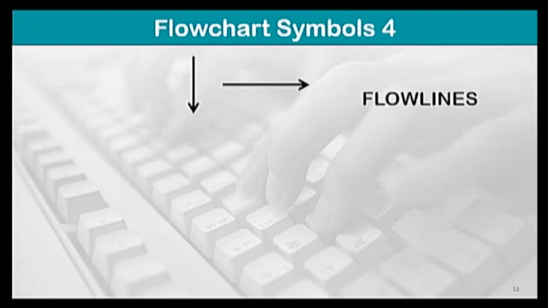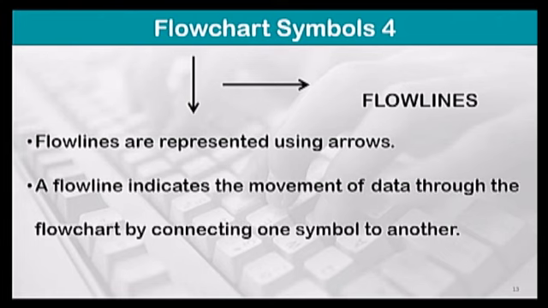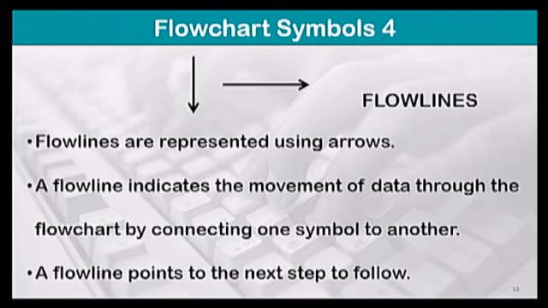Arrows. Arrows represent flow lines in a flowchart. A flow line indicates the movement of data through the flowchart by connecting one symbol to another. It also indicates the next step to follow.